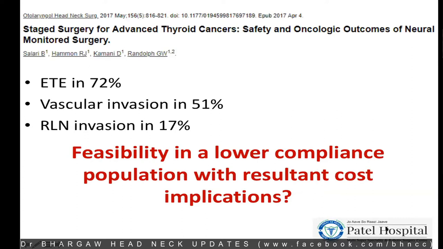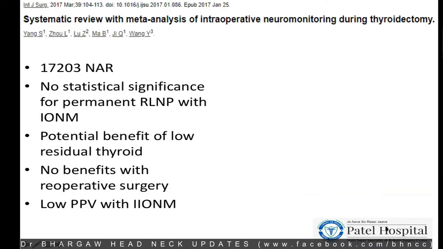And whether or not you can use staged surgery as a practice philosophy in our country with neuromonitoring, the feasibility in a lower compliance population with the resultant cost implications is something that we have to keep in mind. We don't really know whether it will be beneficial in the long run.